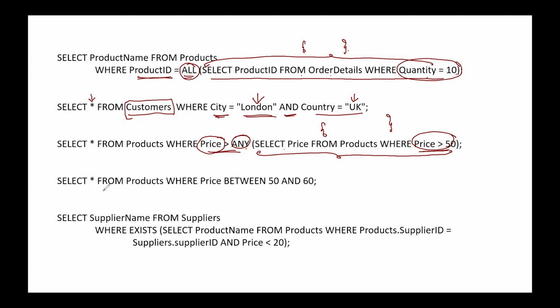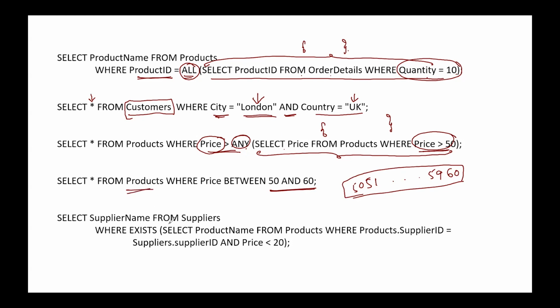Right? Next, I have select star from product where price between 50 and 60. So anything between 51 to 59 will be selected, and 50 and 60 will also be selected. So if I have a price range, any product within this price range will be selected and displayed. Okay.